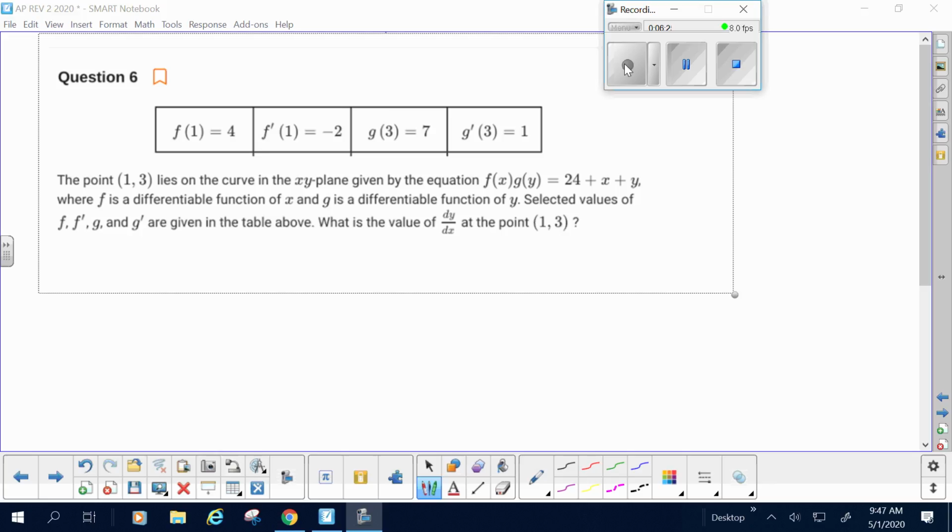Okay, so my answer is 15 fourths. Did you get 15 fourths? If you did, then give yourself a pat on the back and go to the next question. If you didn't, then get out the red pen and let's make corrections.